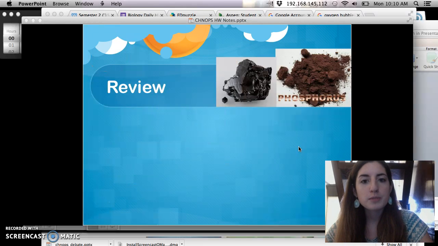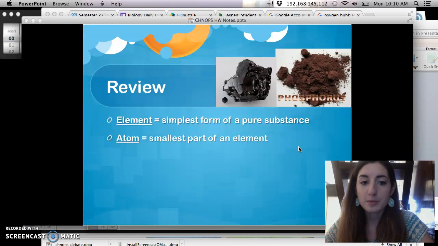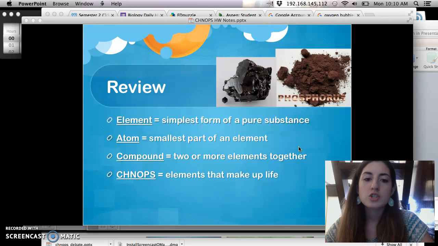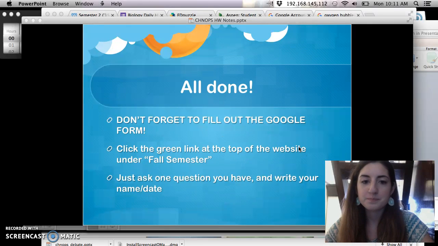So just to review from this PowerPoint, an element is the simplest form of a pure substance. An atom is the smallest part of an element. A compound is 2 or more elements together. CHNOPS are the elements that make up life. And if any CHNOPS are an answer option on an MCAS question, circle them.